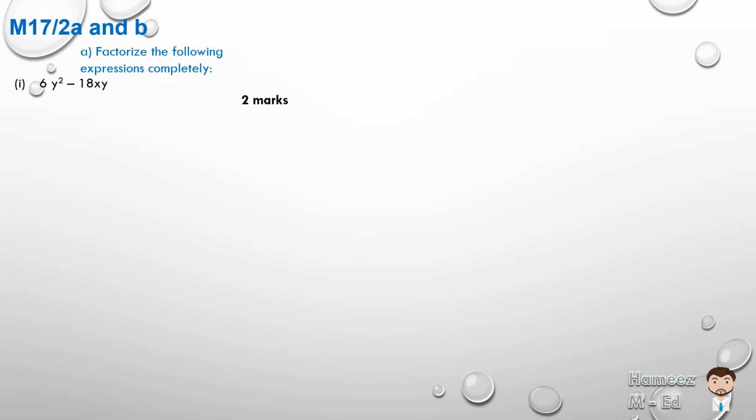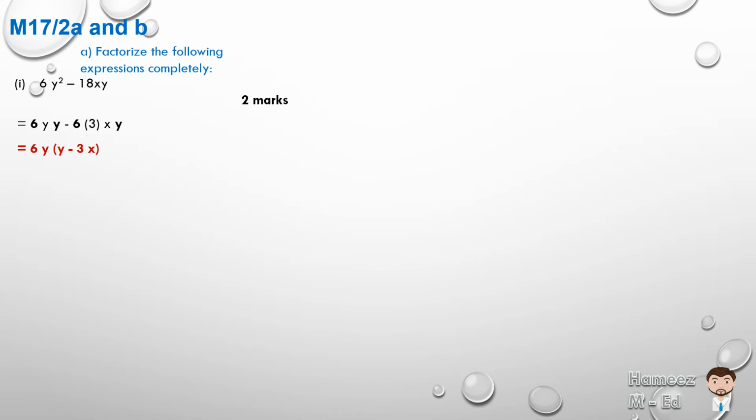So we can rewrite 6y squared as 6 times y times y, minus, what's 18xy? 6 times 3 times x times y. And why do we write it like this? So we can easily identify what is the same in both terms, so we can factorize it or pull it out. What's the same? 6 and y. So we could pull that out. And what remains? y minus 3x. And that's it.